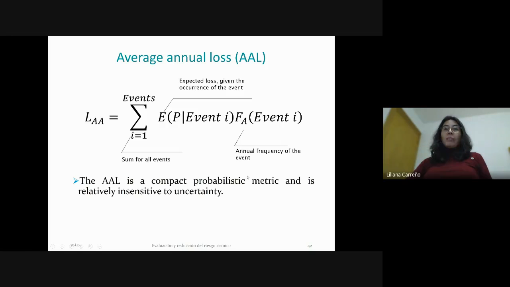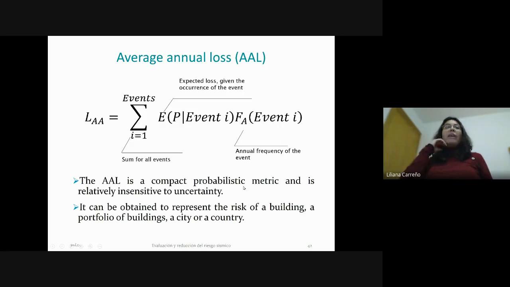This metric, the average annual loss, is a compact probabilistic metric, and it is relatively insensitive to uncertainty. And this metric can be obtained to represent risk for a building, a set of buildings, a city, or a country.